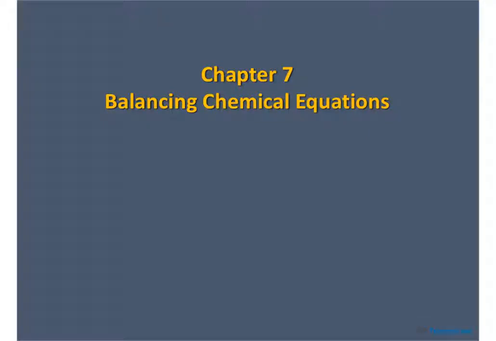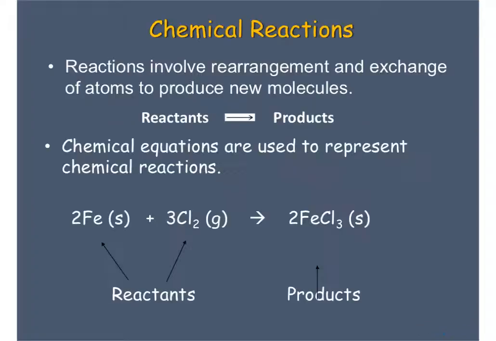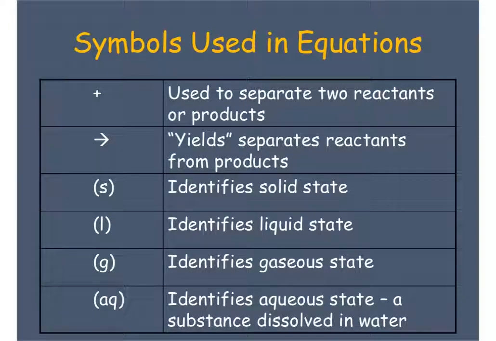This is a real brief lecture on balancing chemical equations, just with a few tips that should help you. Just a quick review to make sure you are familiar with the different parts of a chemical equation. Reactants are to the left of the arrow, products are to the right, and these little lowercase letters in parentheses, you probably are familiar with these, are the state of matter: solid, liquid, gas, and aqueous. Aqueous means actually dissolved in water.